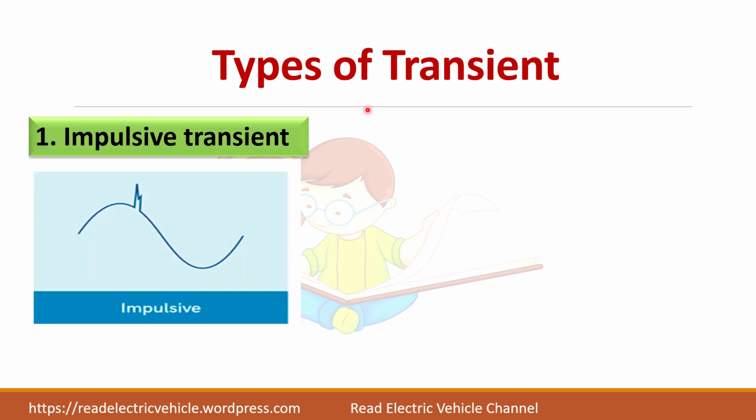One is the impulsive transient. As the name says, an impulse occurs here, but the thing to be noted is it is unidirectional in nature. That means it can occur either in a positive cycle or in a negative cycle, but it cannot occur on both cycles. Here it occurs on the positive cycle, so it is unidirectional in nature.